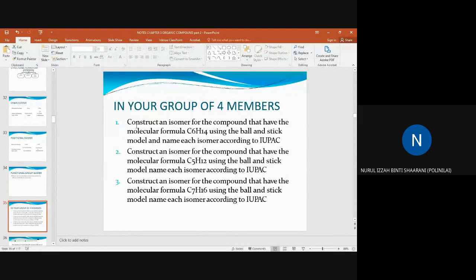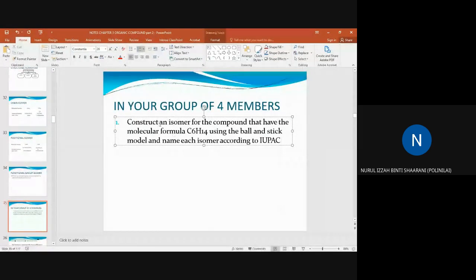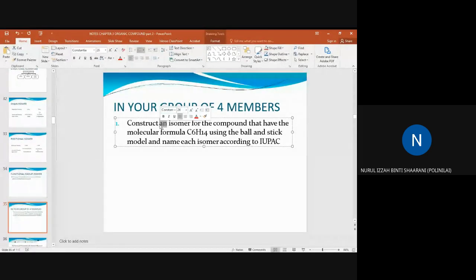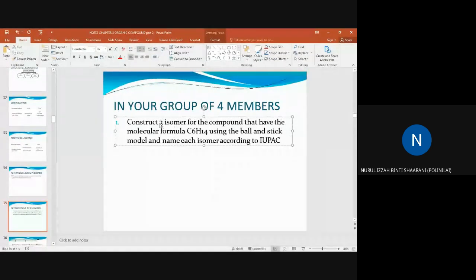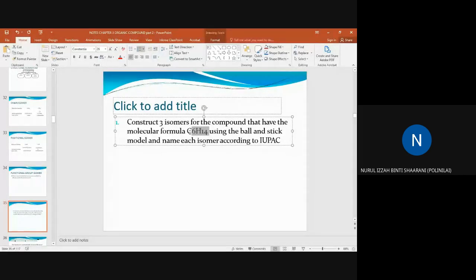Okay, next, we'll do this on our own first. Let's look at the first question. Construct three isomers, individually. For the compound that has a molecular formula of C6H14, using bond and stick model, name each isomer according to IUPAC. So this one first.